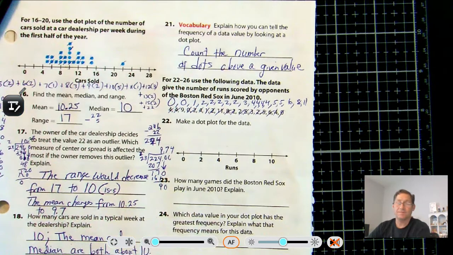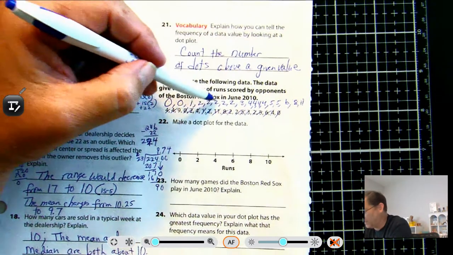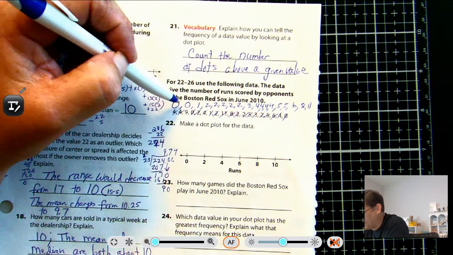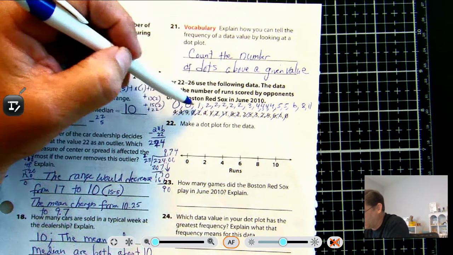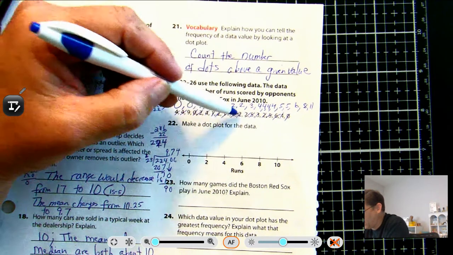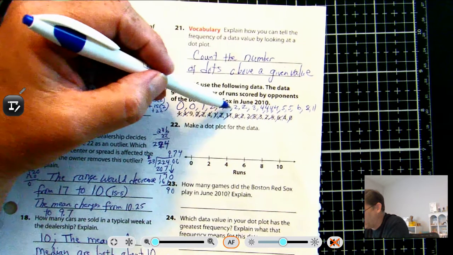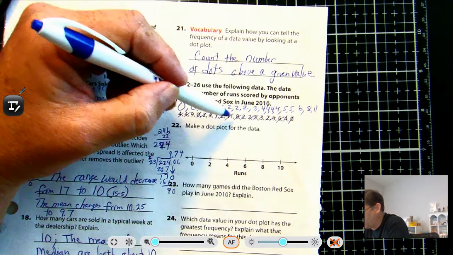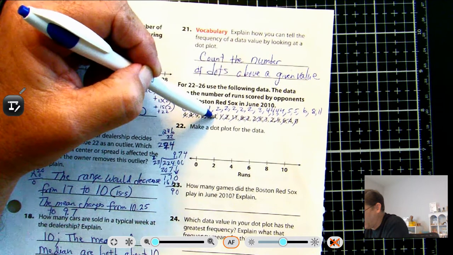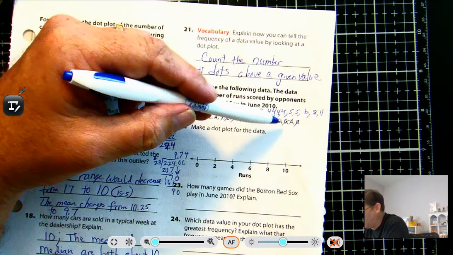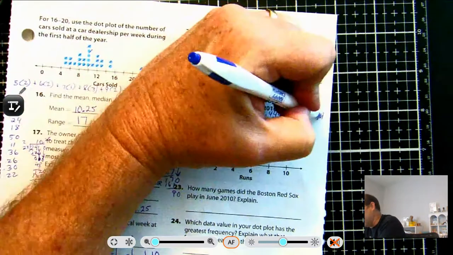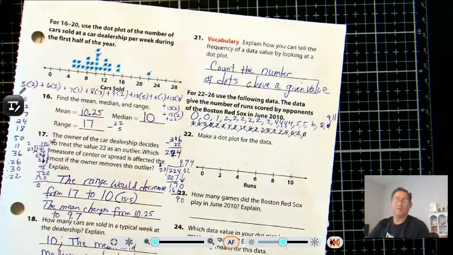So there's 19 data values. 1, 2, 3, 4, 5, 6, 7, 8, 9, 10. Okay, so how come I only have 18 here? 2 zeros, 1, 1, 1, 2, 3, 4, 5 twos, 1, 2, 5 twos, 1, 3, 4 fours, 2 fives. Oh, I left off 9. Okay, so now we have the information right.